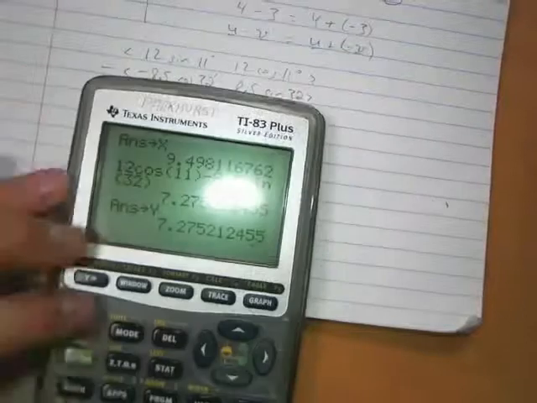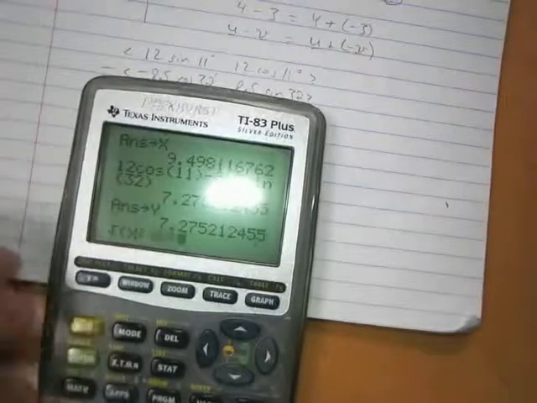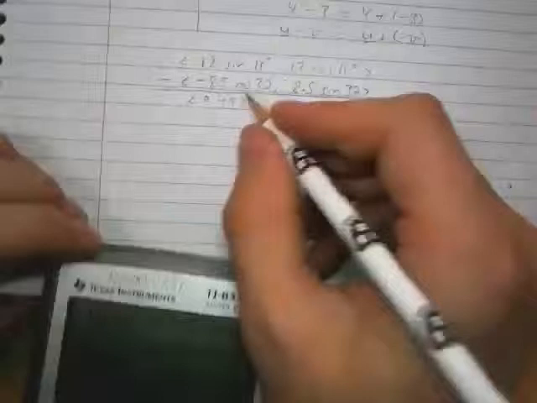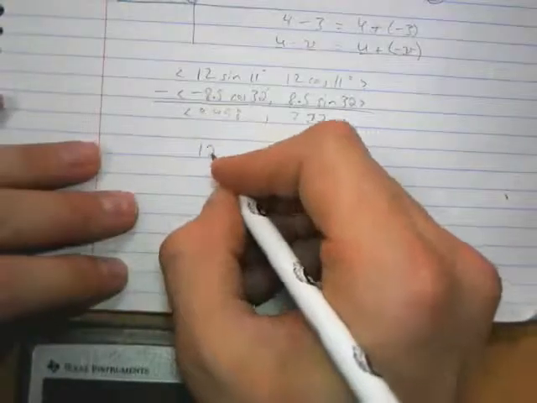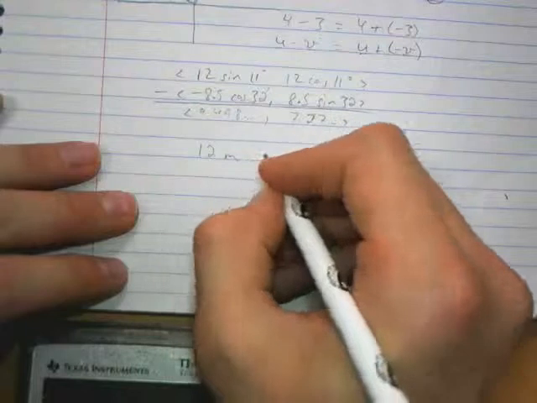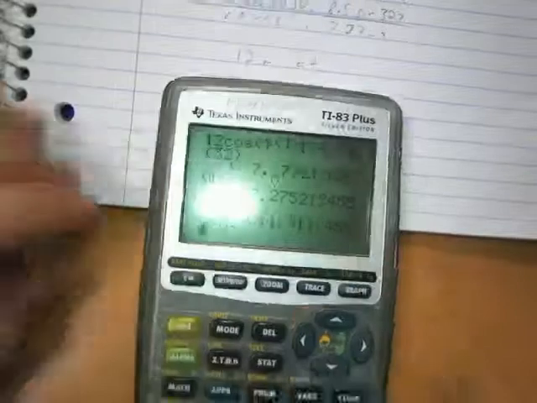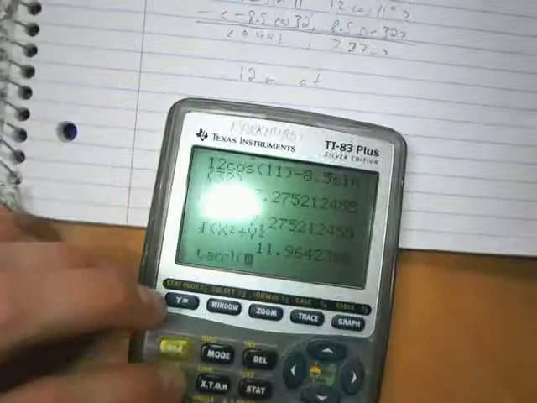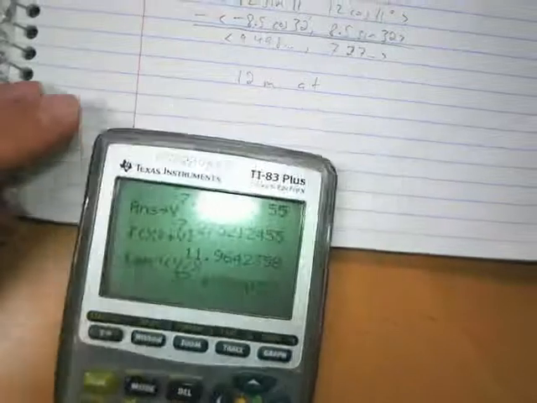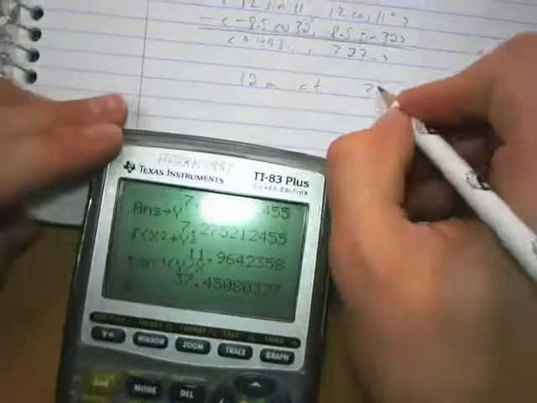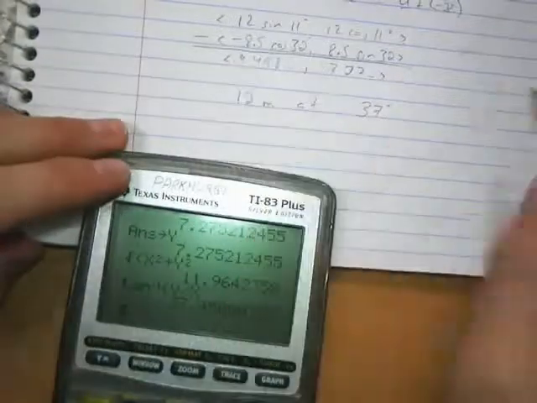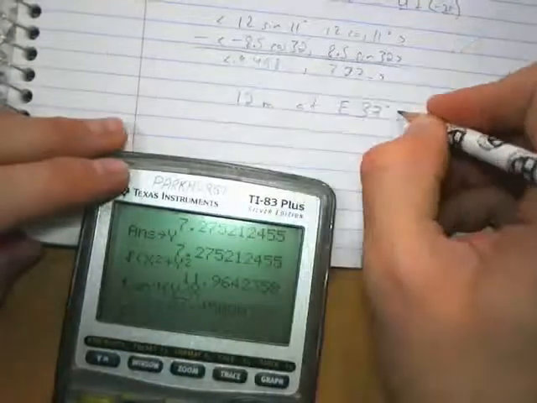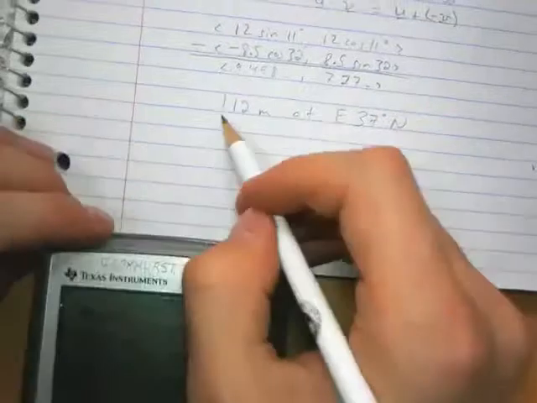And then my magnitude, square root of x squared plus y squared, as always, comes out to 11.96. These are 2 sig figs, that's 12 meters at our angle, inverse tangent, y over x, 37 degrees. We look at our components, positive x component, positive y component, so that's east by 37 degrees north.